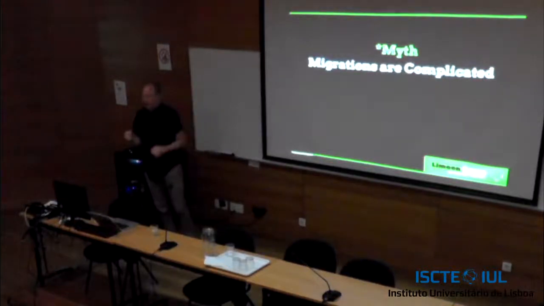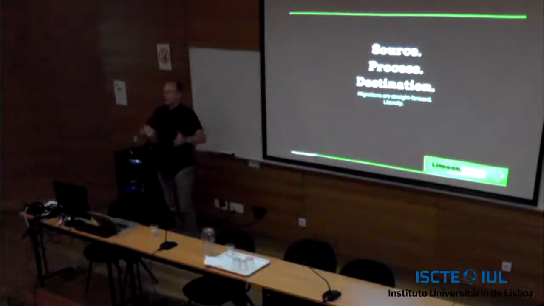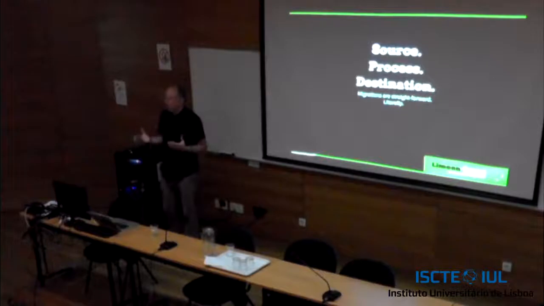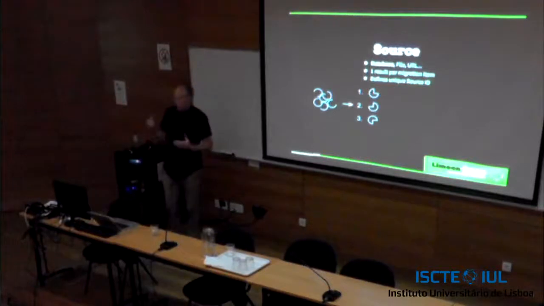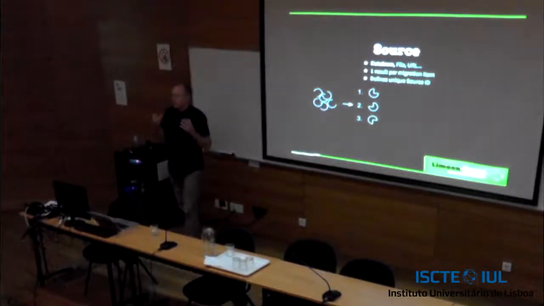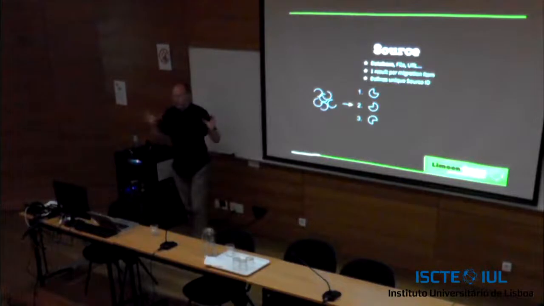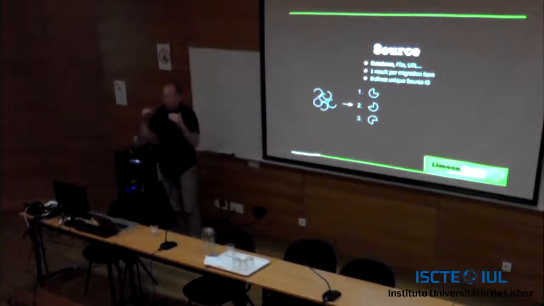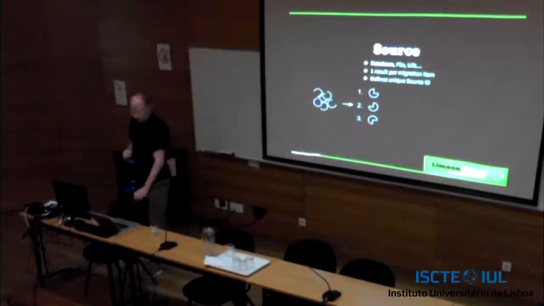Okay, so here's the first myth. Migrations are complicated. It's about a source, a process, and a destination. Migrations are straightforward, literally. So, source, what does that mean? Well, you can start with a database, a file, a URL, a REST API, something. It doesn't matter. All that matters is that from this first initial blob of thingies, you want to get a list of things, one result per migration item. And the source should also define a unique ID per item in that source.